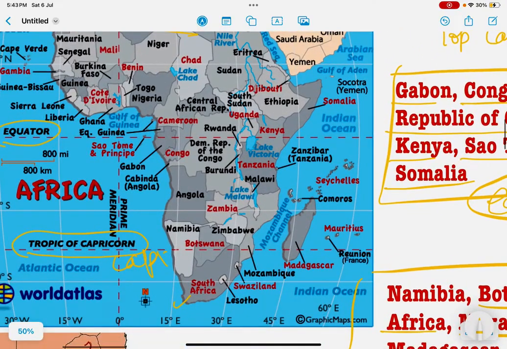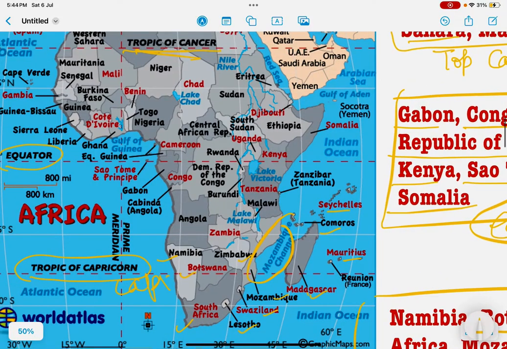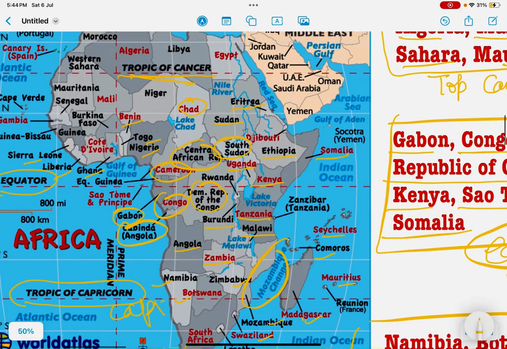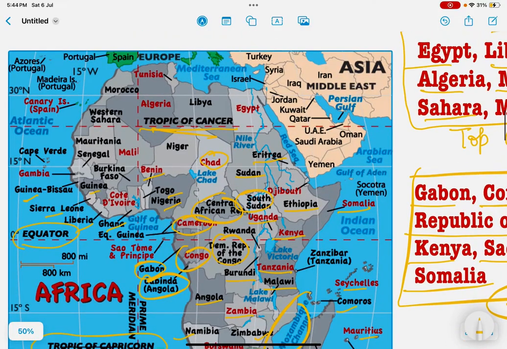So we can see South Africa is there, Botswana, Zimbabwe, Namibia, Madagascar, Mozambique, Swaziland, Lesotho, the Mozambique Channel is here, Comoros, Mauritius, Seychelles, Malawi, Zambia, Tanzania, Burundi, Angola, Democratic Republic of Congo, the Cabinda region of Angola, Gabon, Cameroon, Central African Republic, South Sudan, Ethiopia, Uganda, Kenya, Somalia, Eritrea, Sudan, Chad, Benin, Togo, Nigeria, Ghana, Liberia, Sierra Leone, Guinea-Bissau, Guinea, Burkina Faso, Mali, Niger, Libya, Algeria, Morocco, Tunisia, Egypt, Mauritania, Senegal, Cape Verde, Gambia, Guinea-Bissau, all of these.